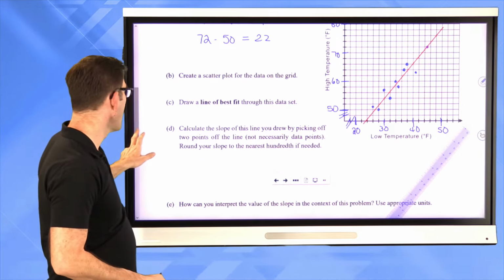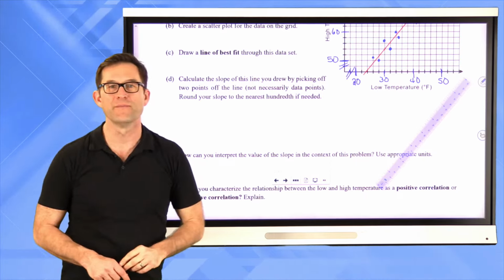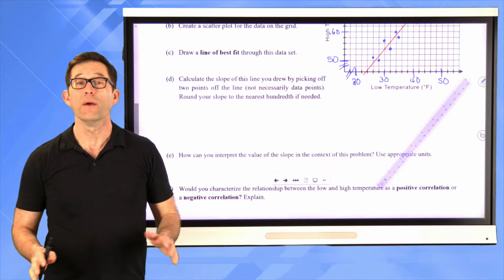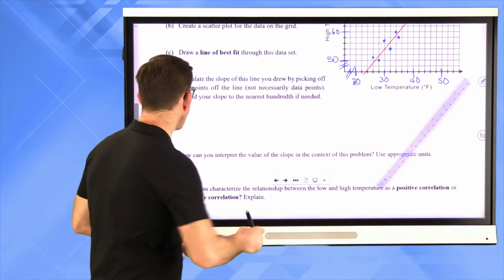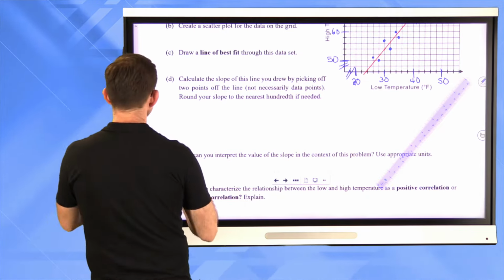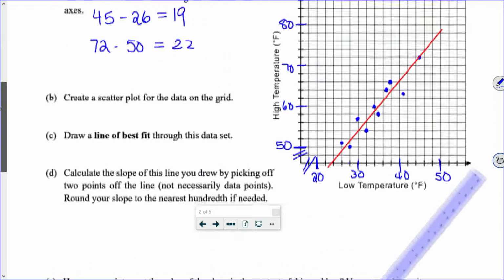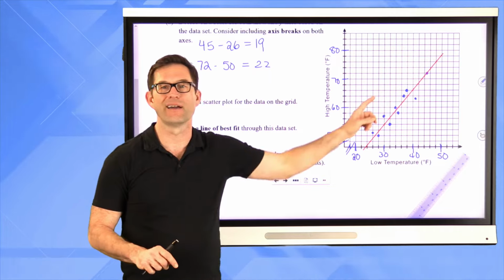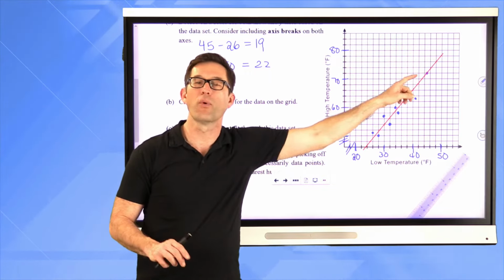All right, now let's take a look at letter D. Calculate the slope of the line you drew by picking off 2 points off the line, not necessarily data points. Round your slope to the nearest hundredth if needed. Okay, well, we know how to calculate the slope of a line, right? If we've got 2 points on the line, we can just do the change in y over the change in x.